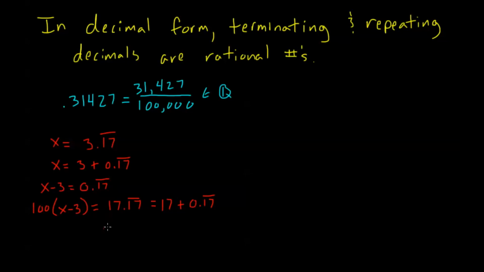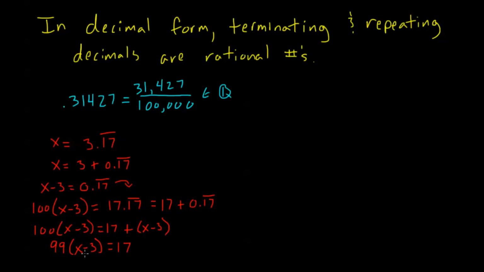Okay. So let's take a look at this. I have 100 times x minus 3 is equal to 17 plus, now I already found out that 0.17 repeating, that's x minus 3, isn't it? So I'm going to substitute that down here. So this is the same as 17 plus x minus 3. Okay. Now I'm going to subtract this x minus 3 to the other side, and I get 99 times x minus 3 is equal to 17.